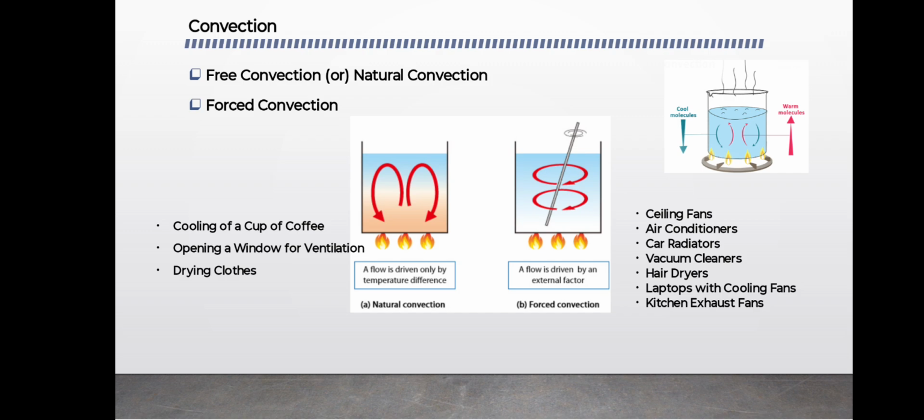The best examples for natural convection are cooling a cup of coffee, opening a window for ventilation and drying clothes. Whereas in forced convection, examples are ceiling fans, air conditioners, car radiators, vacuum cleaners, hair dryers. So these are a few examples for the convection type of heat transfer.